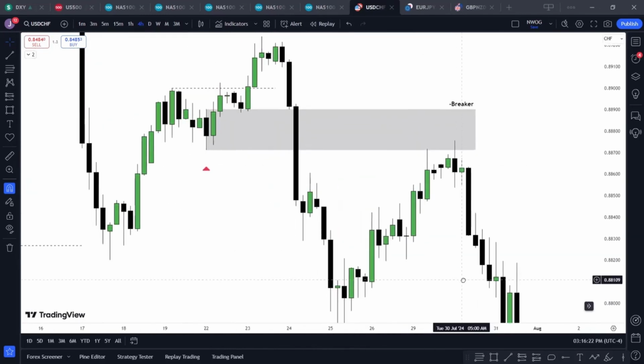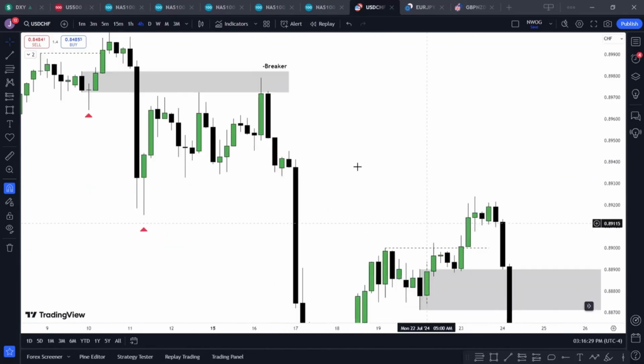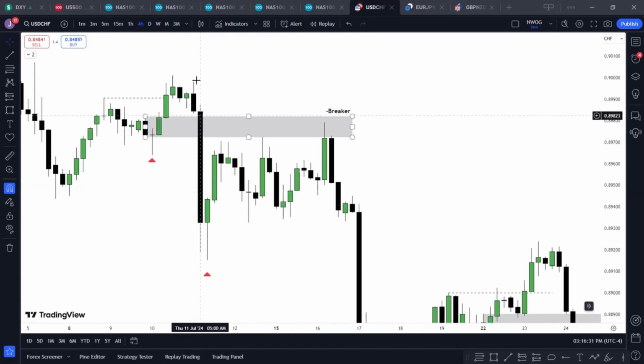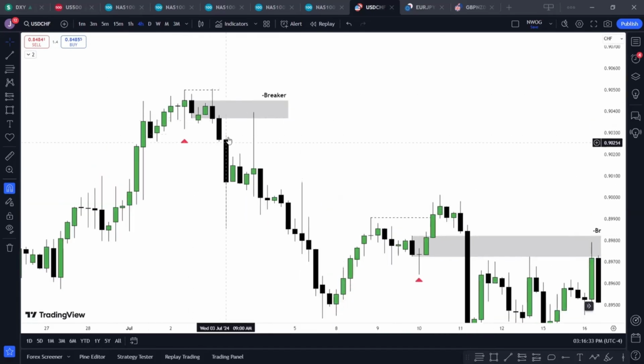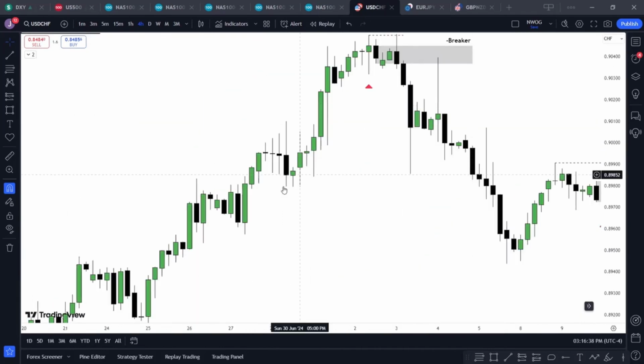Now I want you to note something. You can see that fair value gaps are paired with the breakout block. See a fair value gap here. Let's look at this. See a fair value gap here. And I see a fair value gap here. So this increases the chances of the breakout block holding. You don't see something rough.